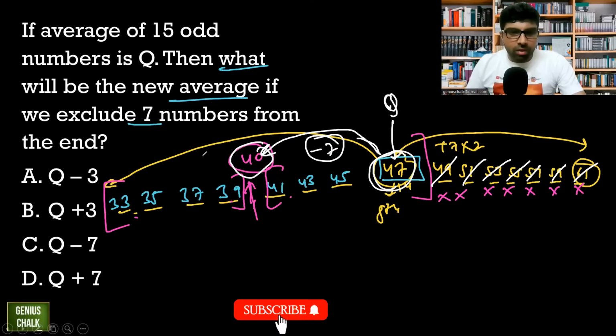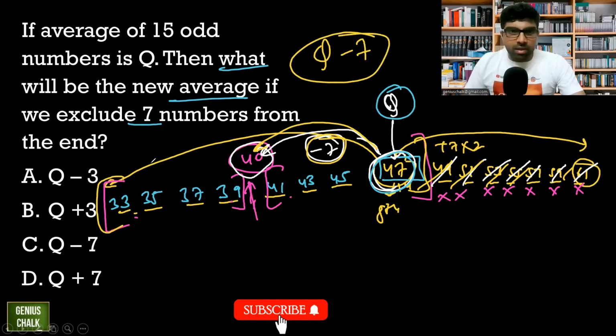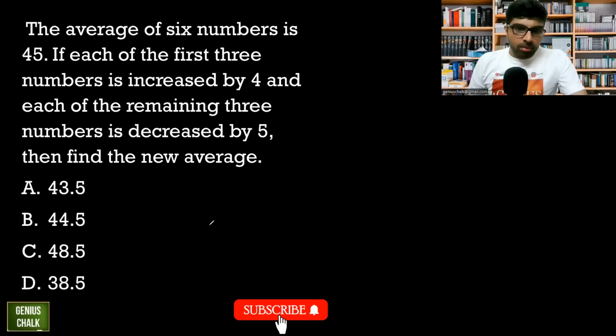The same thing is given here in terms of 47. It is given as Q. So whatever is the change in how many numbers we have removed from the last, the same is the impact in the average because the series is getting smaller. So as per that, 7 will be subtracted. So the answer is Q minus 7. That is option C.